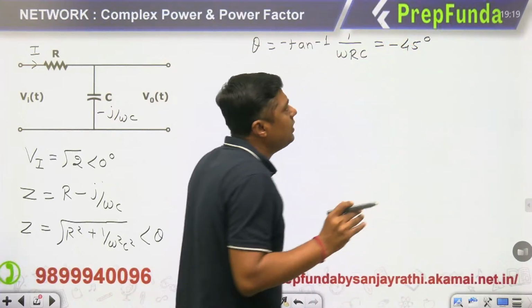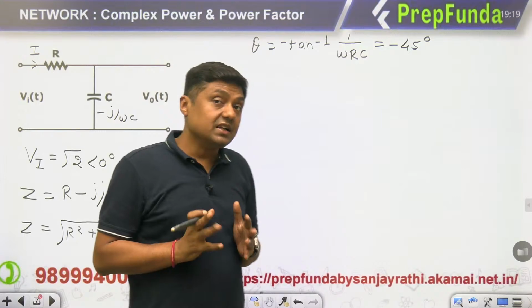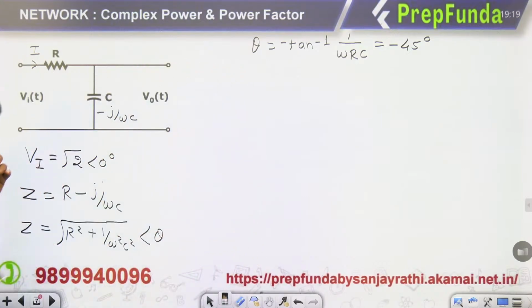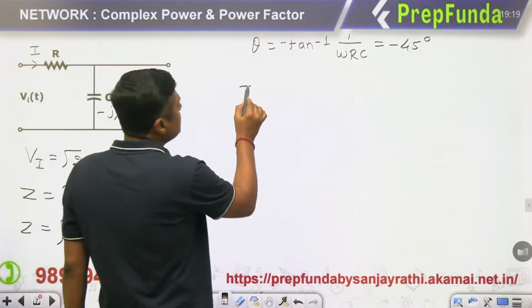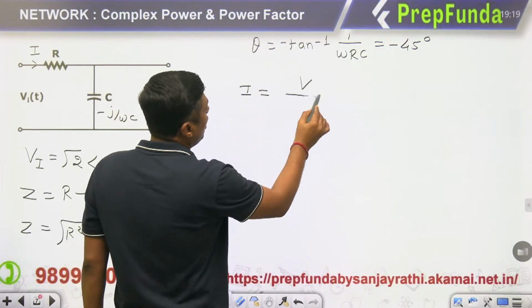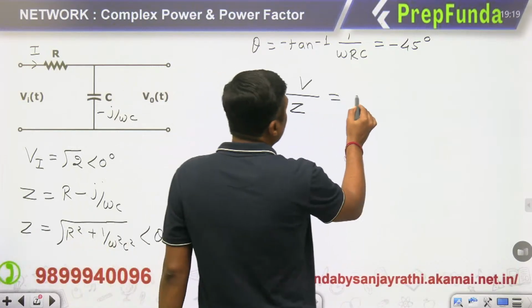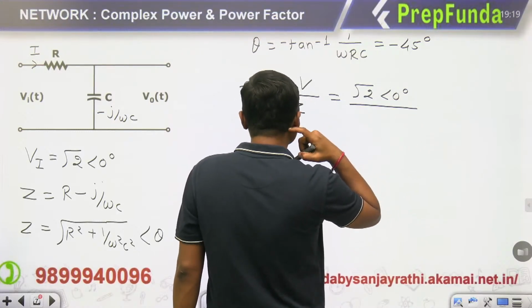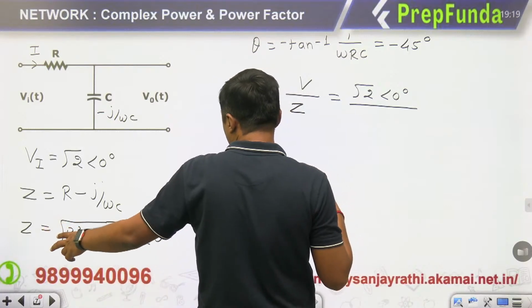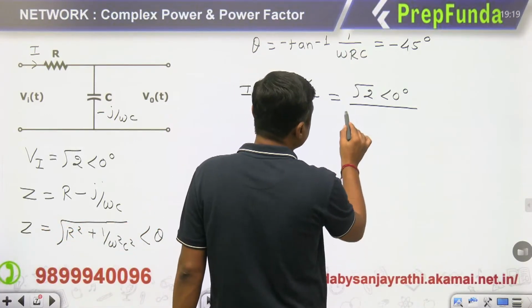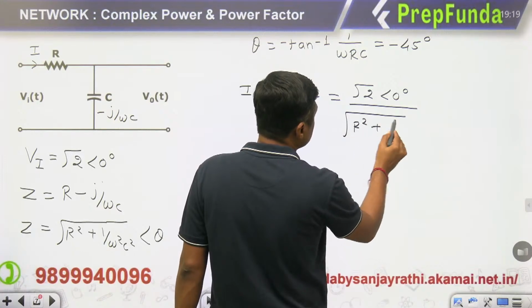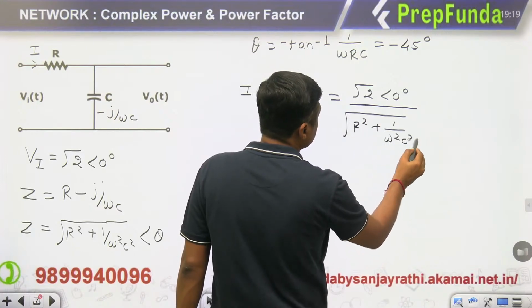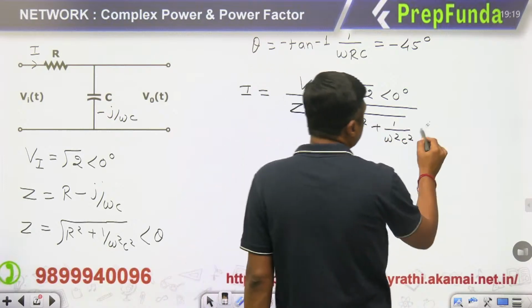Minus 45. Okay, that is Z. Now, what is I? I will become what? V upon that impedance. I phasor is given by V upon Z. What is V? Root 2 angle of 0 degree upon Z. Z means what is the magnitude of Z? This one is the magnitude of Z. And angle is what? Minus 45 degree.